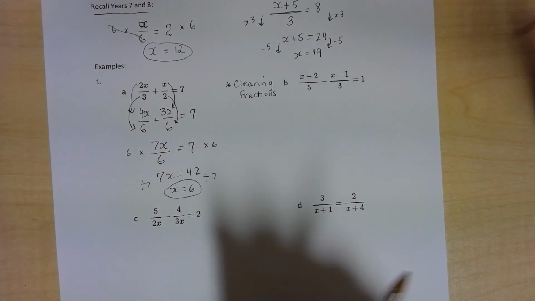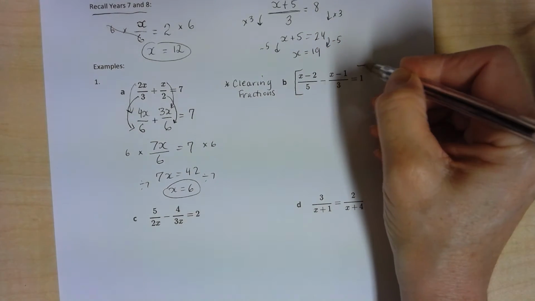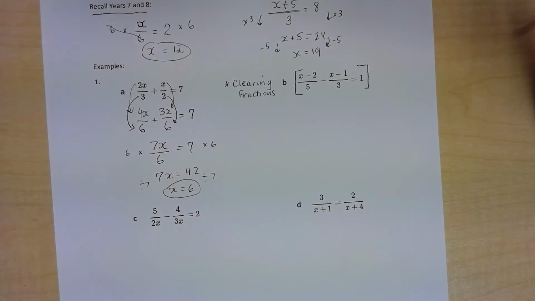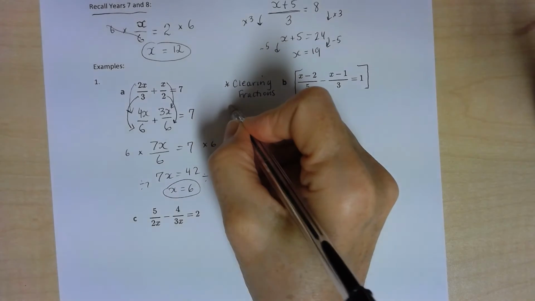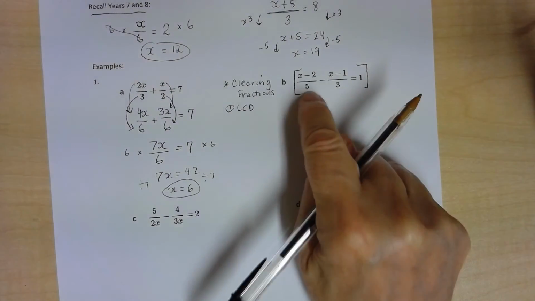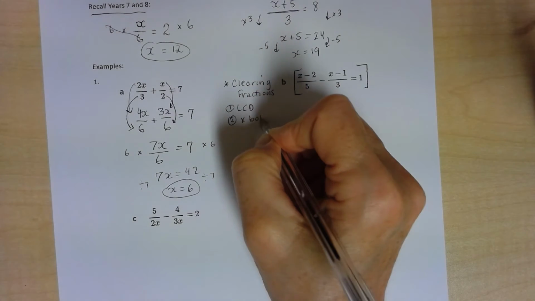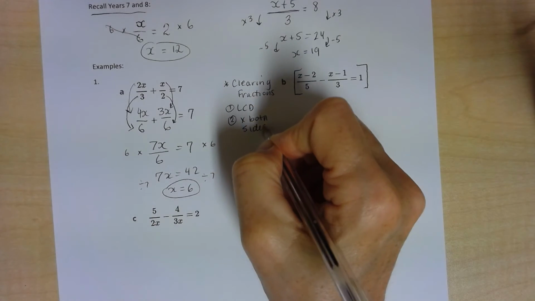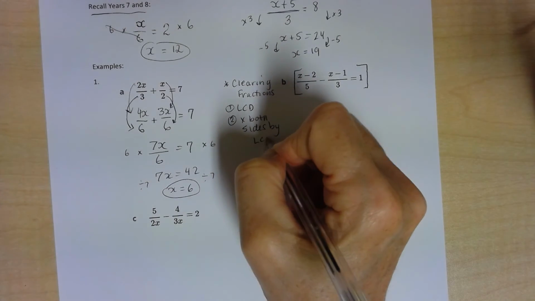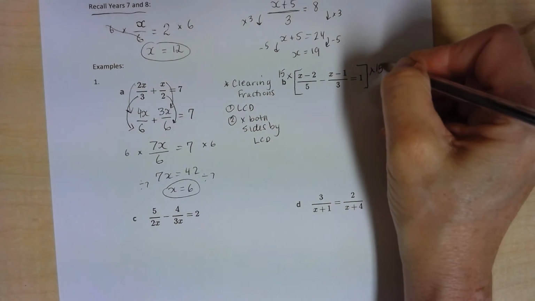with this problem. What I have to do first is box off both sides, and I have to decide what the least common denominator is. So to me it looks like it's 15, and then I multiply on both sides by that. So I do times by 15, times by 15.